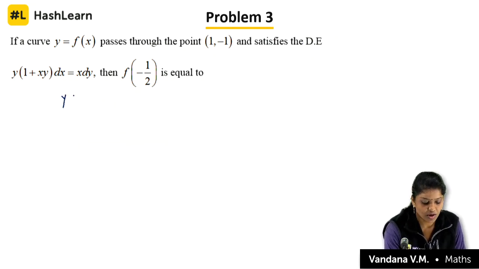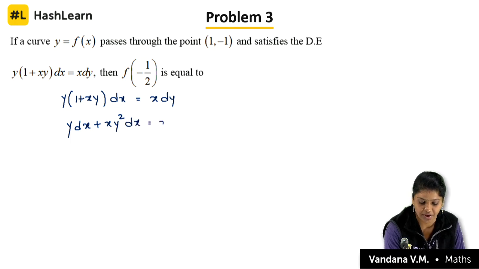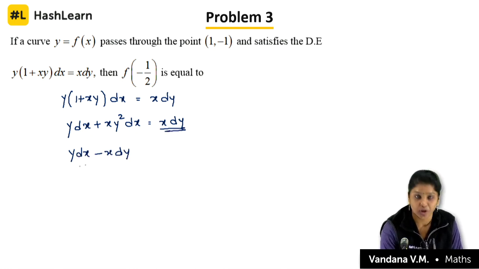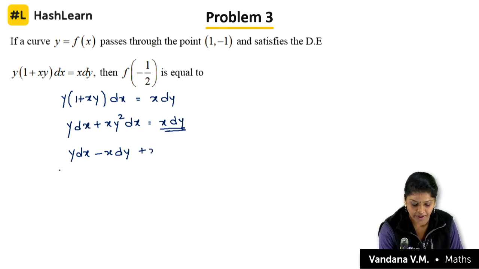The given one is what? y(1 + xy) dx = x dy. Multiply: y dx + xy² dx = x dy. Bring it to one side: y dx − x dy, and I am going to group these two terms, plus xy² dx = 0.